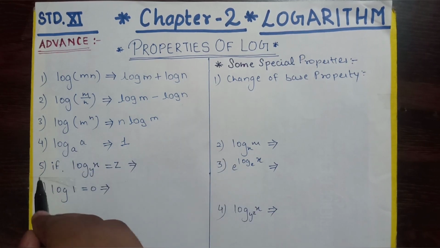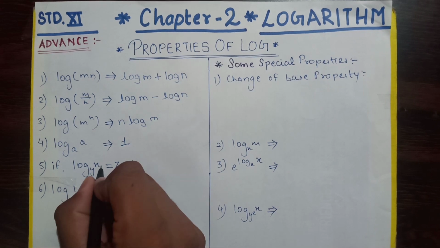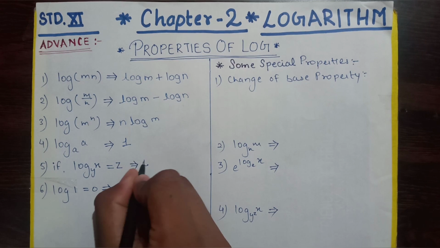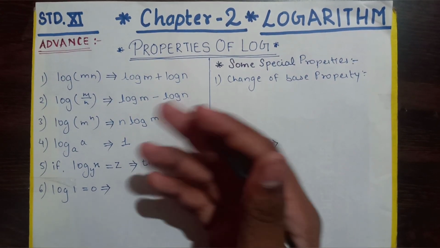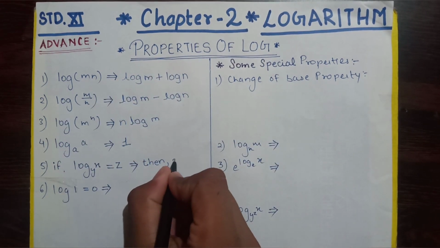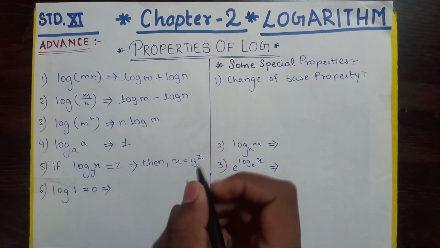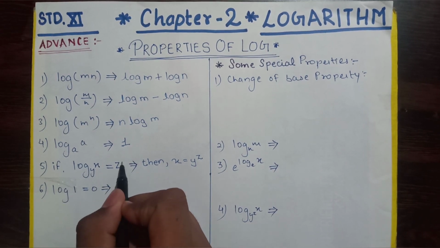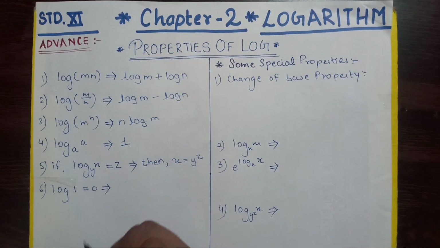And now coming to the fifth one: if log x to the base y equals z, then x equals y raised to z. This means that if log x to the base y equals z, then x equals y raised to z.